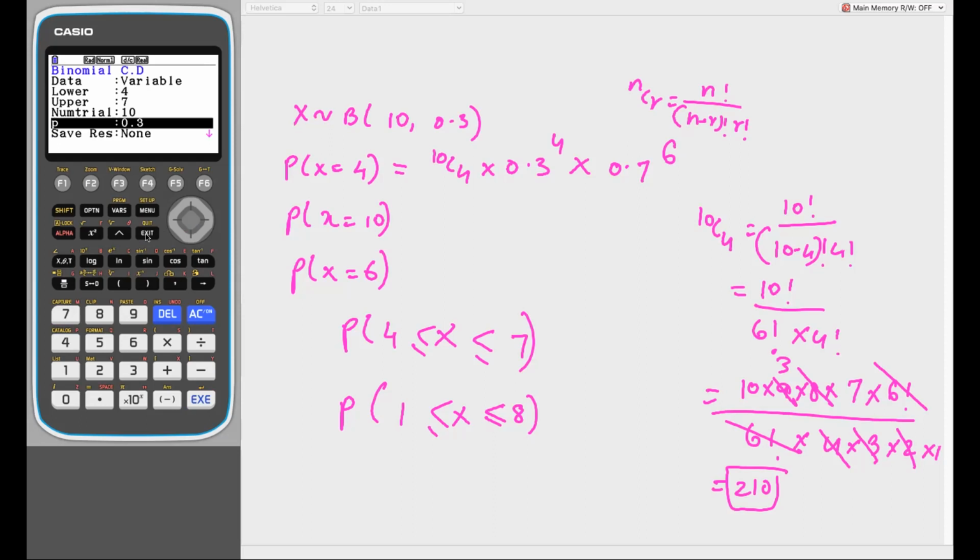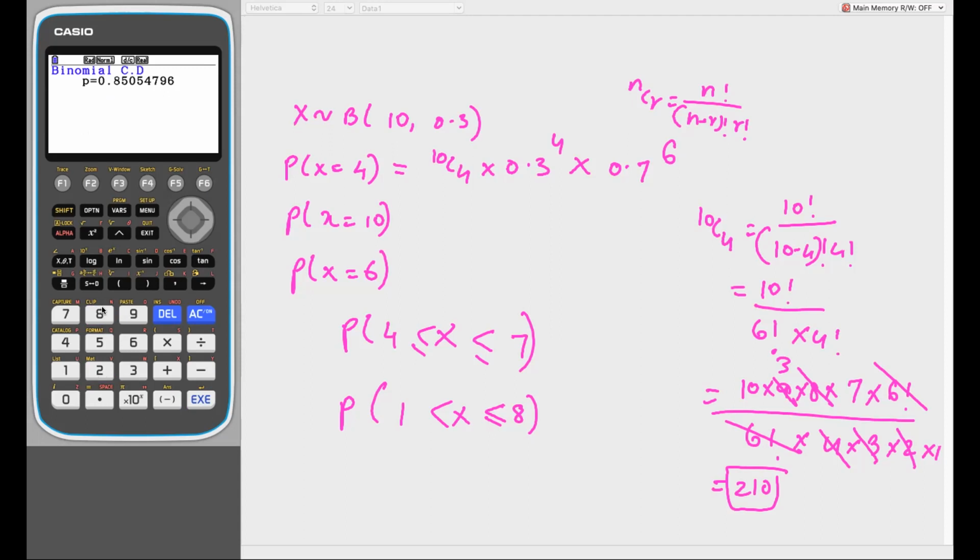And the next one is, let's say, 1 to 8. Sometimes 1 is not included. Let's say I want to exclude 1, so it's more than 1 and less than or equal to 8. So for more than 1, you will not start from 1 anymore. You will start from 2. So lower will become 2, and upper is going to become 8. Number of trials remains the same, 10, and probability of success is 0.3. So you're going to get the answer as 85%. Your answer will be wrong if you take the lower value as 1. The lower value has to be 2 because 1 is not included.